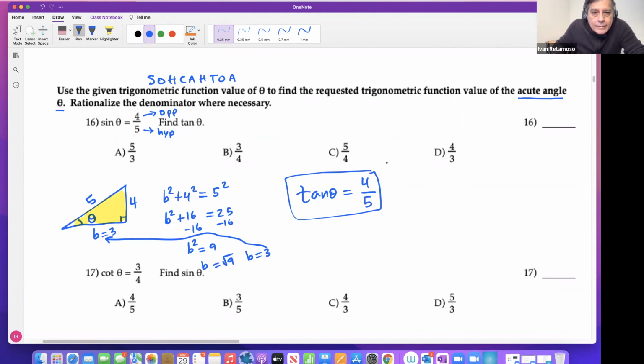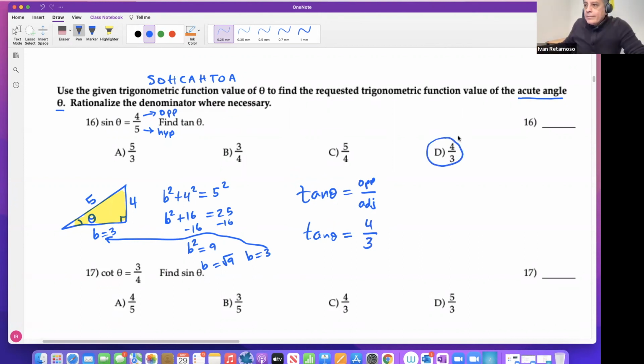Very good, guys. Yeah, opposite over adjacent, not hypotenuse. I was still thinking about sine. It's opposite over adjacent, right? Yeah, maybe we should write it here so everybody can follow. Opposite over adjacent. So tangent of theta will be opposite 4 over adjacent 3, right?